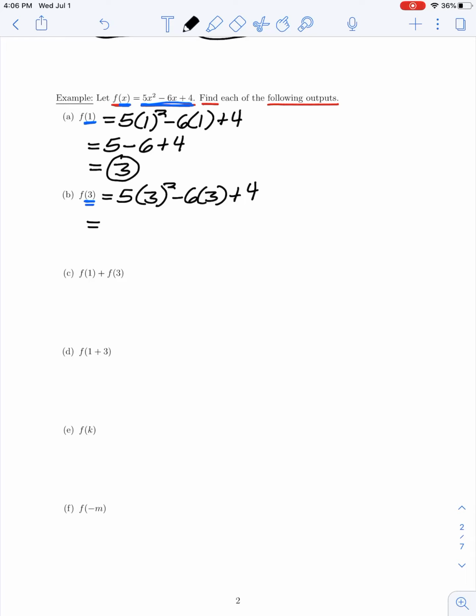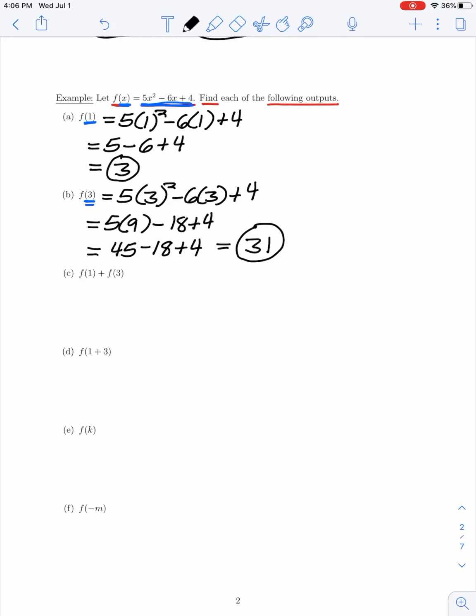So simplifying, we have 5 times 3 squared is 9, minus 6 times 3 is 18, plus 4. And expanding, our 5 times 9 is 45, minus 18 plus 4. So that leaves us with 49 minus 18, which is 31.